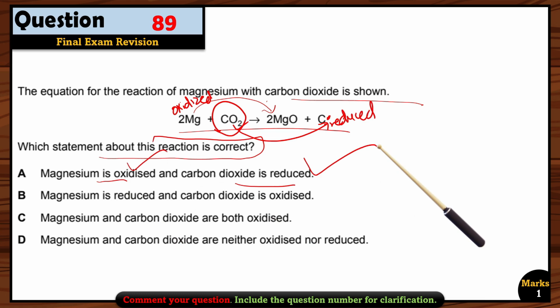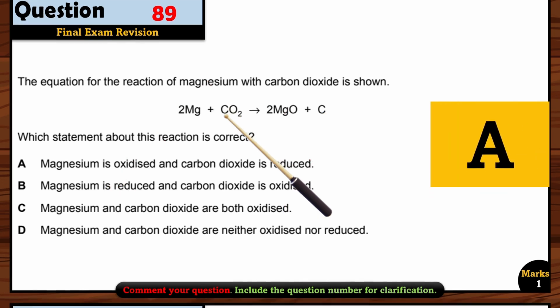But we can see the other options also. Magnesium is reduced, wrong. Why? Because magnesium gained oxygen. Gain of oxygen means oxidation. Magnesium and carbon dioxide both are oxidized, wrong. Magnesium is oxidized, carbon dioxide has lost oxygen, so it is reduced. Magnesium and carbon dioxide are neither oxidized nor reduced. That's wrong, okay? Because in oxidation and reduction, the redox reaction means either you lose oxygen or gain oxygen. So this is the first definition that fits this equation, okay? So that's why option A is the right option.